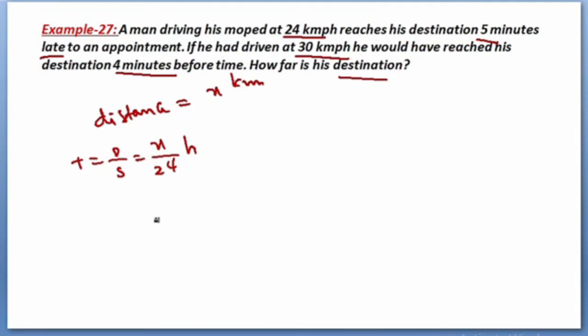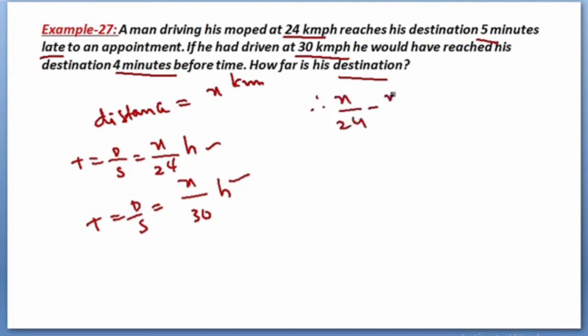In the next case, the time taken to cover x kilometers at 30 kilometers per hour is again distance by speed, that is x by 30. These are the two cases we have, but it is given that the difference between these two times is 9 minutes. Therefore x by 24 minus x by 30 is equal to 9 minutes.